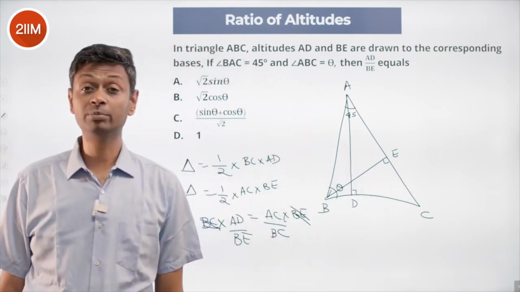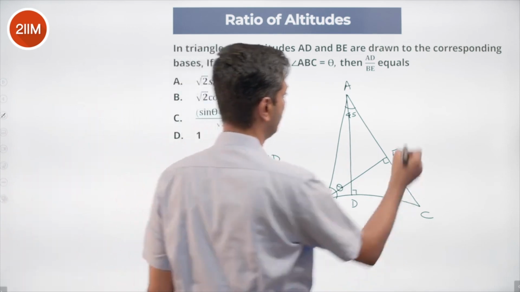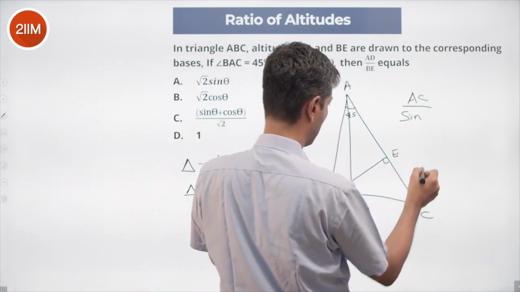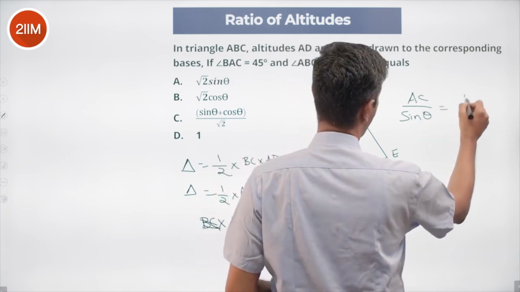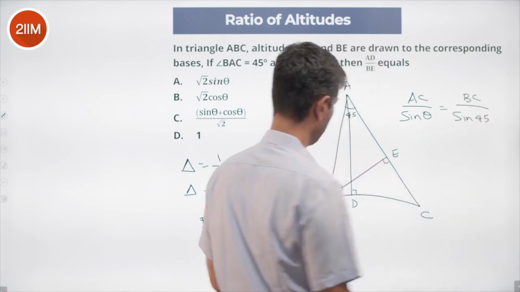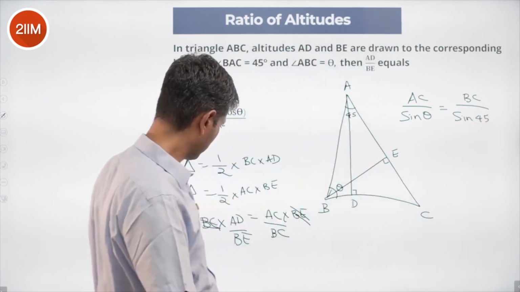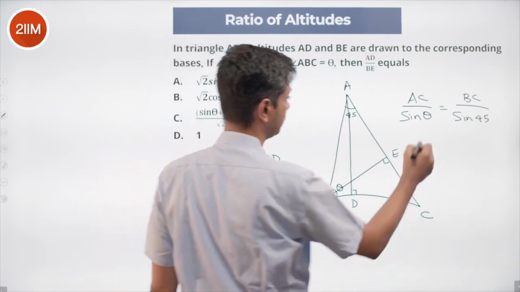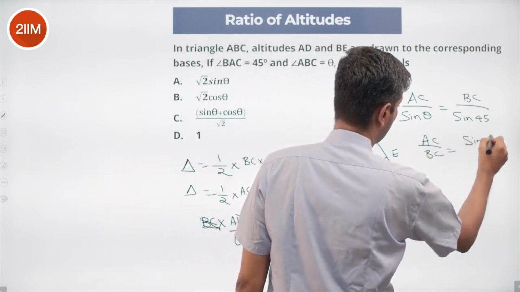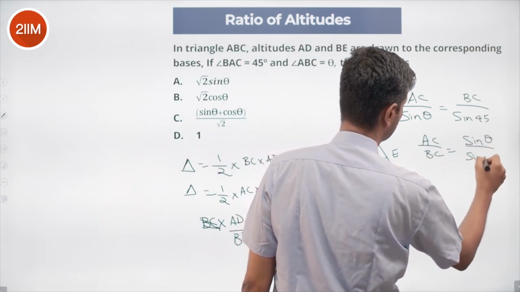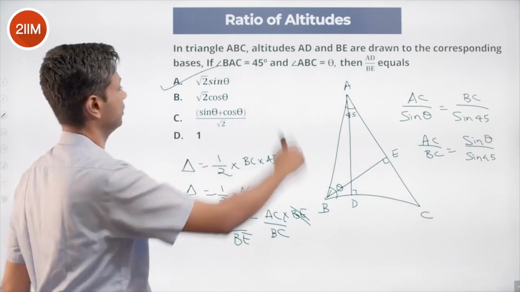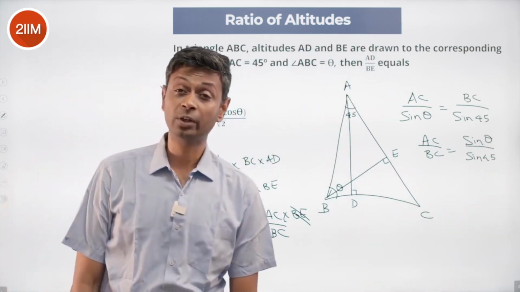Now AC by BC. We know a by sine A equals b by sine B equals c by sine C. So we know AC by sine theta, the angle opposite it, equals BC by sine 45, the angle opposite. We want to find AC by BC. AC by BC equals sine theta by sine 45, which is sine theta by 1 by root 2. Done.